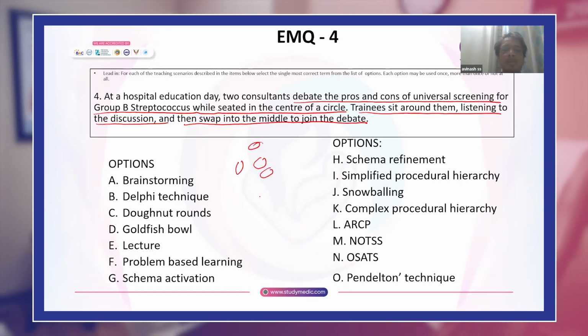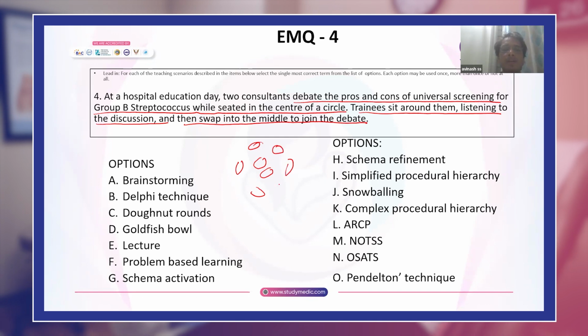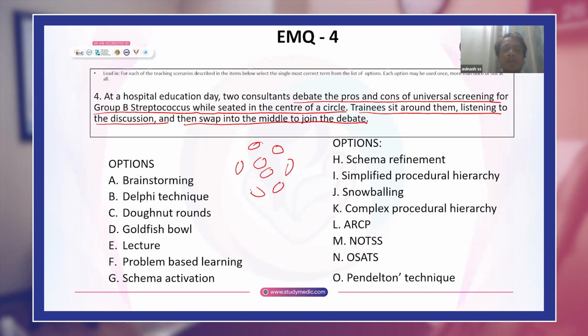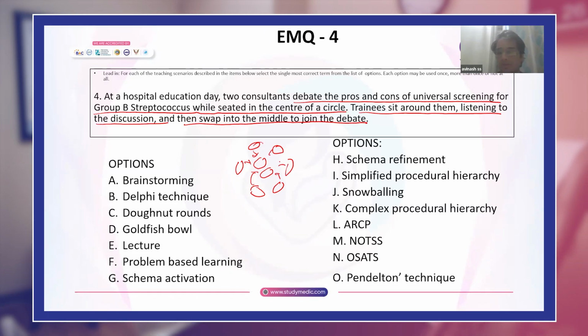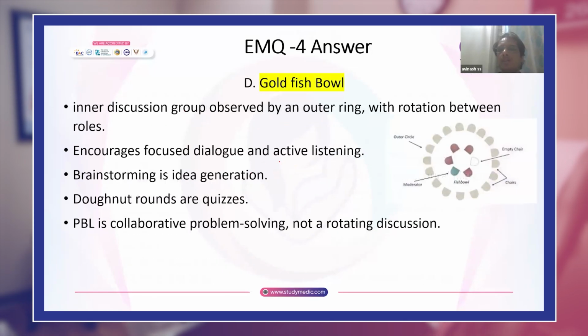The others who are sitting in the periphery are looking and trying to imbibe what is going on, and then they exchange. They also participate in the discussion. You can see the outer circle, the participants are sitting. This is like a bowl. Inner circle is like a fish.